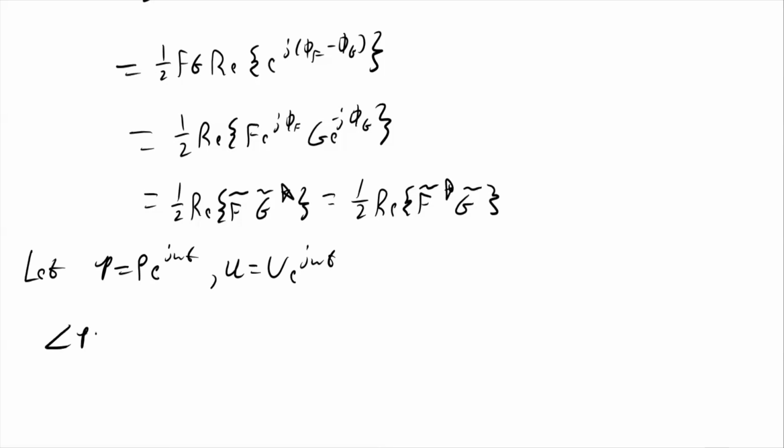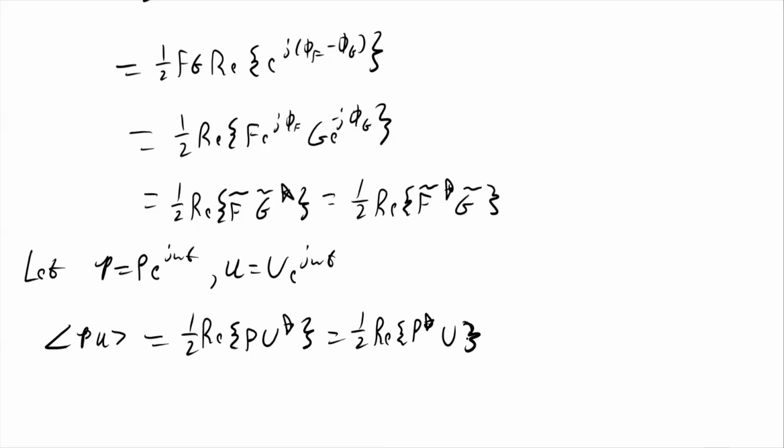Thus, the time average of PU is equal to 1/2 real P U star, which is equal to 1/2 real P star U. Okay? And it turns out, if you were to do the math, this is kind of a neat little aside, this is also equal to 1/4 P times U complex conjugate plus P complex conjugate U.